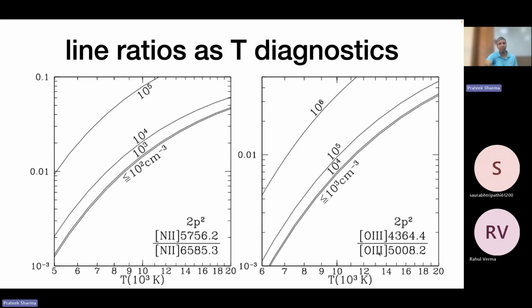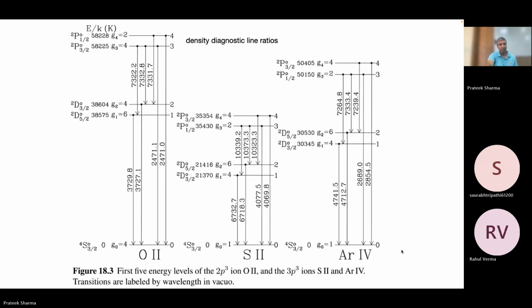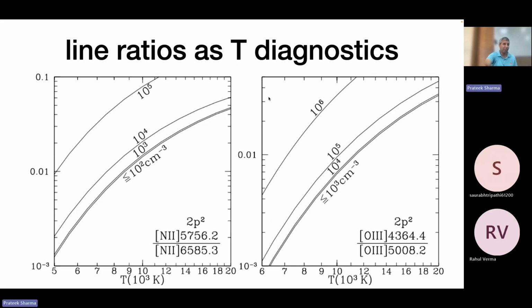Similar, this is for O3, a similar line ratio. This is the temperature diagnostic. These are the densities also. But you see, the dependence on density is weak: 10 to the 2, 10 to the 3, 10 to the 4, 10 to the 5. Like 3 orders of magnitude, and the line ratio only changes by a factor of 3 or 4. So you need to have a temperature diagnostic and a density diagnostic simultaneously, and you should be able to solve it.